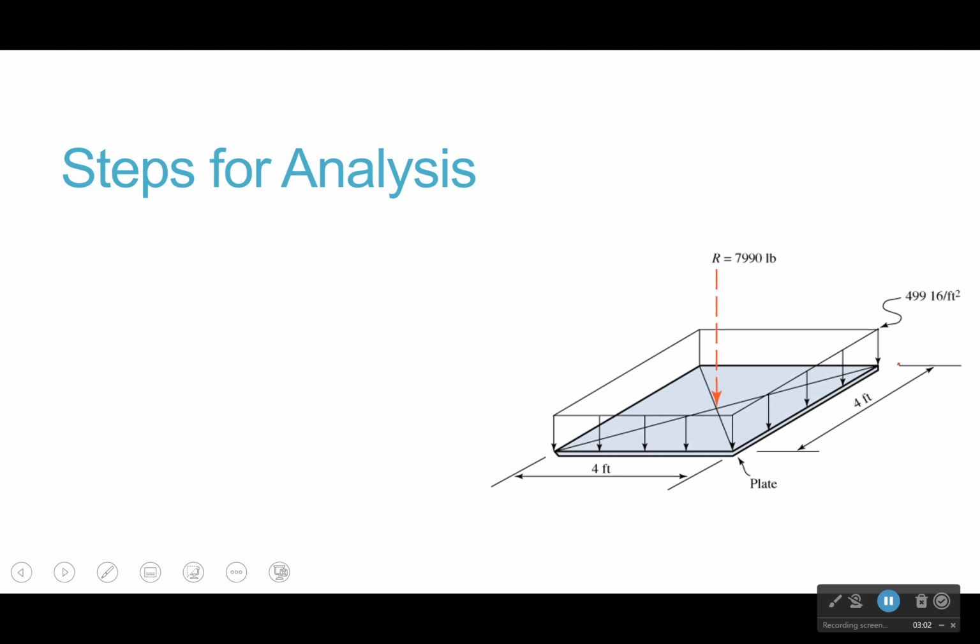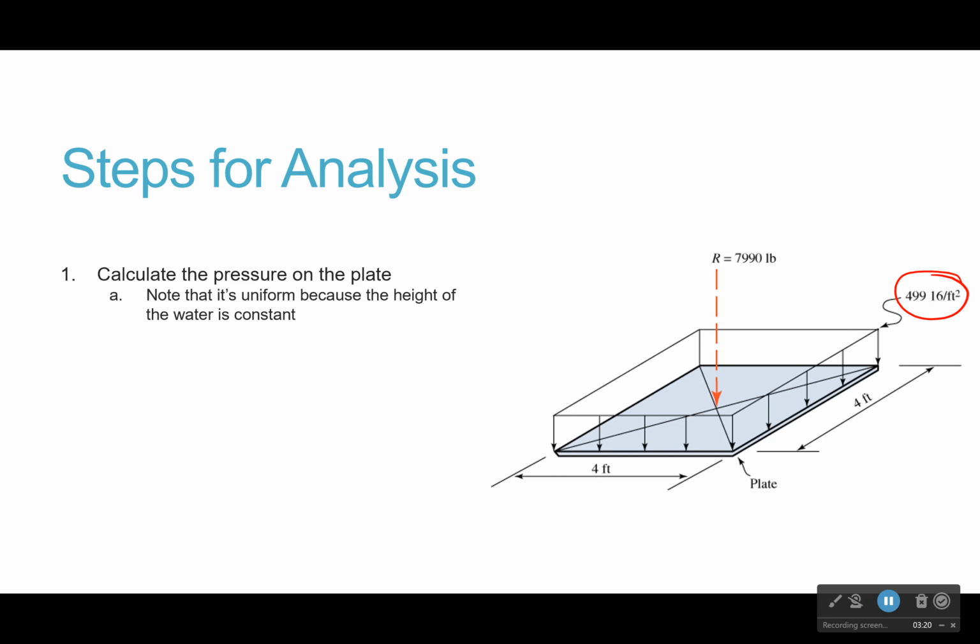So how do we analyze this? Well, first off, we have our plate. As you can see, I have created an area here. And if I look this up, what I'll get is I have this pressure pressing down at 499.16 pounds per foot squared. The pressure is uniform because the height of the water is constant. If for some reason it wasn't, which is very difficult, but let's just say it wasn't, or your plate is angled, whatever, it wouldn't be a uniform pressure.